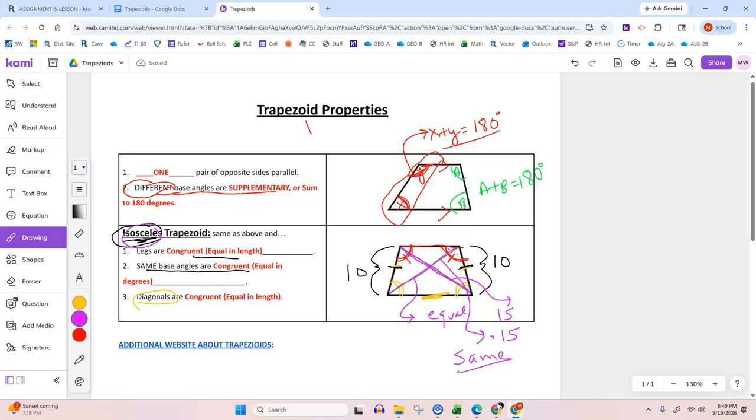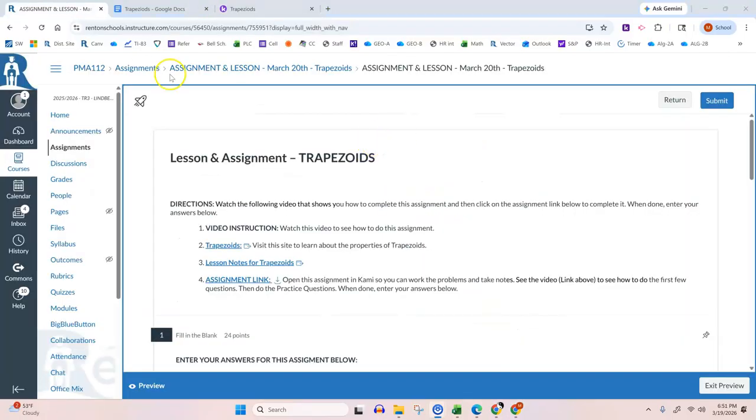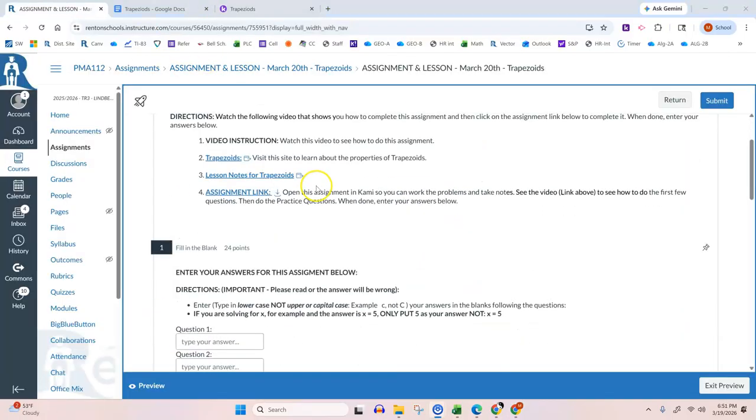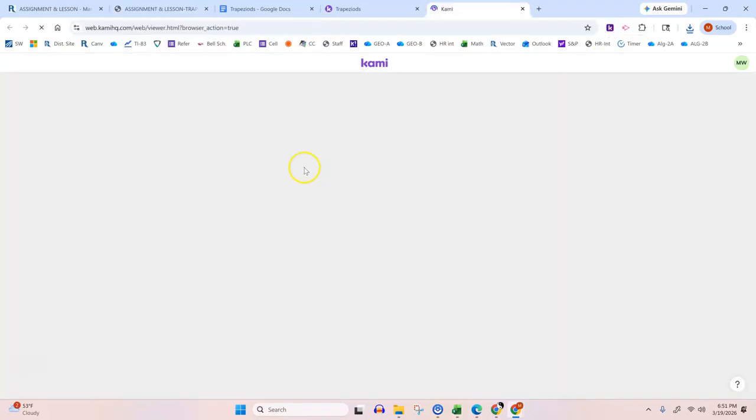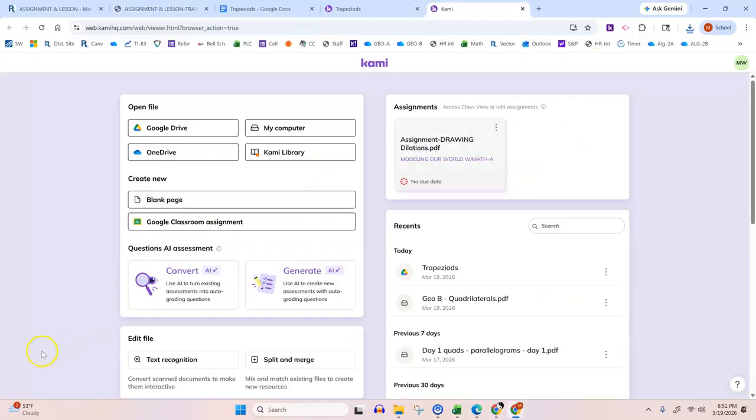So that's how it works. If you want to get a little bit more information, you can go back to that website I showed you. But those are the main things we're going to use to do today's assignment. Okay, so let's go back to Canvas and open up the assignment. Remember, make sure to download it so that you can open it in Kami, okay?